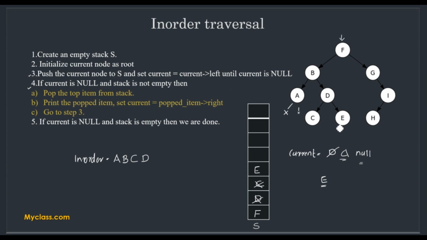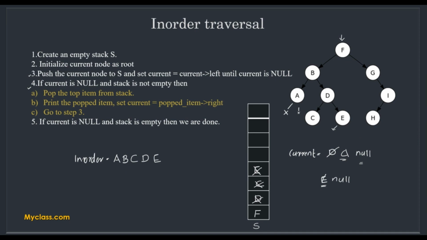The current's left means it does not have a left child. Now the current became null. If current equals null, we want to do the fourth step: pop the top item from the stack. Which one is the top item? E. We want to pop and print the top item from the stack. Then we want to set current equal to the popped item's right. Which one is the popped item's right? E. Right of E is null.